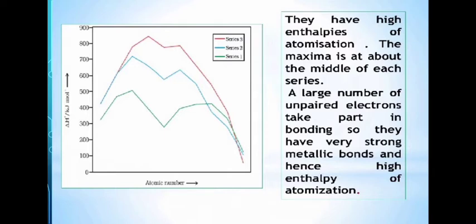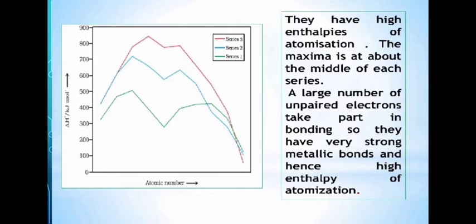Next thing that we will discuss is enthalpy of atomization. The enthalpy of atomization is defined as the enthalpy change taking place when all the atoms are separated, when the bonds between the atoms are separated. At that time, the enthalpy change is called as enthalpy of atomization.